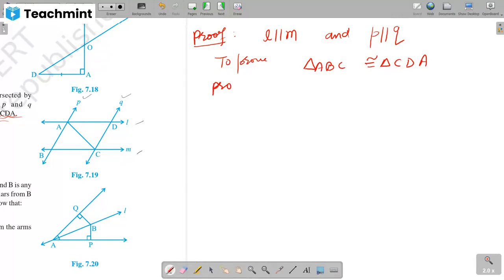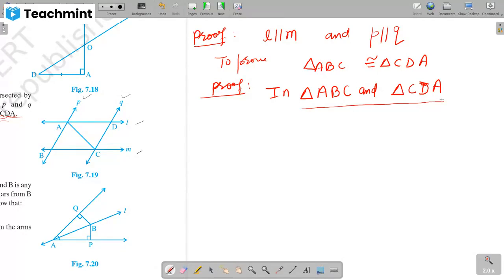Now see the proof. So in the proof, we will consider these two triangles only. Ma'am, we will mark near angle 1, angle 2, angle 3, angle 4. So we can say angle 1 is equal to angle 3 and angle 2 is equal to angle 4 by alternate interior angles. And ma'am, AC is the common side.